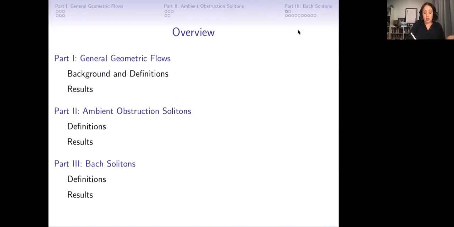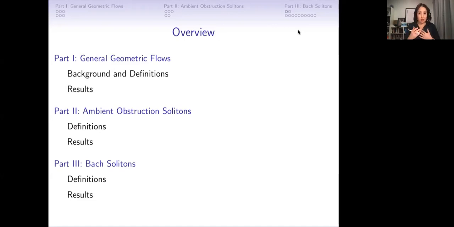So in part one, in this video, I'm going to be talking about general geometric flows. What I mean by that is, I'm going to be talking about geometric flows in general, motivating them, why do we care about them, but I'll also be defining a new object for a lot of us, which would be a geometric flow for a general tensor, Q. Okay, and I'll talk more about what that means in just a few minutes here.